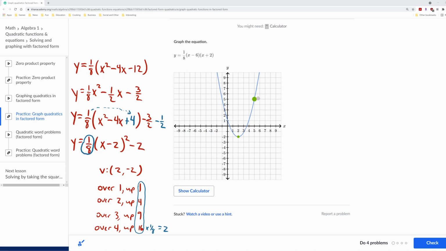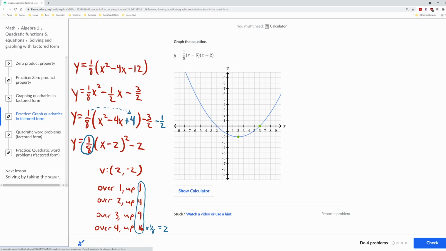And so, let's see, from the vertex we go 1, 2, 3, 4, 1, 2. And there you go. That is the graph. Now, you may be thinking to yourself, I hope you're thinking, well, that was a lot of work just to graph a silly parabola. Graphing parabolas is supposed to be fast. Well, we never actually used the fact that we had factored form here.